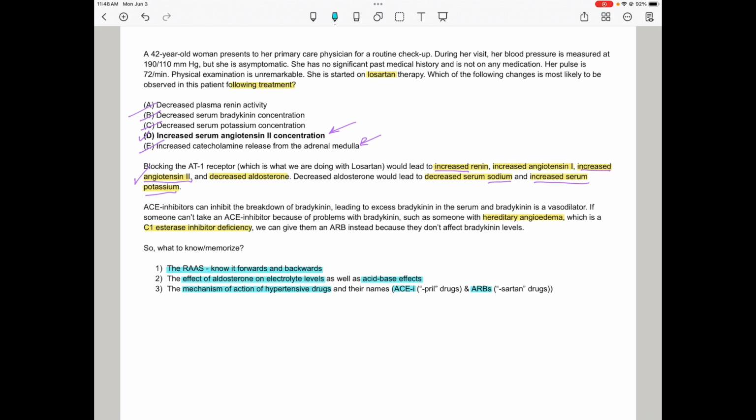ACE inhibitors inhibit ACE. ARBs, they're receptor blockers for angiotensin II, so they block that receptor. That's the mechanism of action. Also, knowing the names, thankfully, is easy in these two classes. Anything that's pril, like captopril, for example, is going to be an ACE inhibitor. Anything that's sartan will be an ARB, like losartan.